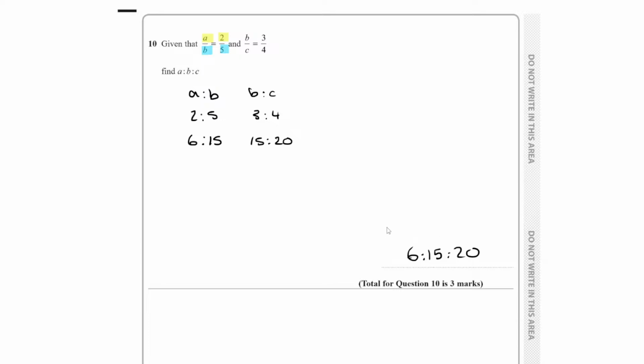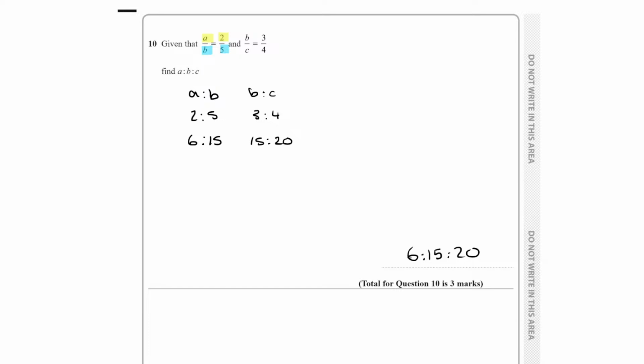Oh, you got 2 to 5 to... Oh, I see what you're saying. 20 over 3. As long as it's a multiple of this... yeah, that's technically correct. That does make sense. Hang on, let me get, where did I put the mark scheme?